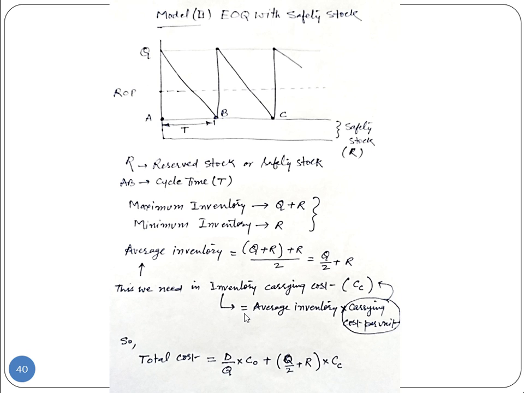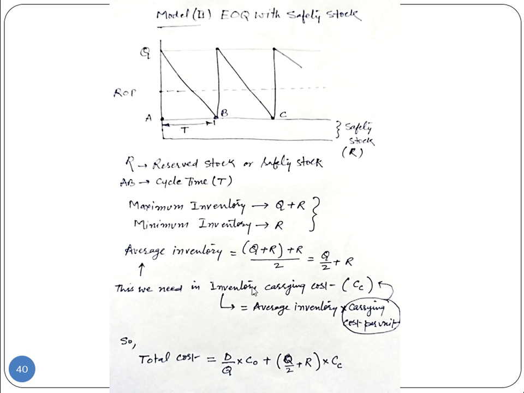Inventory carrying cost formula is average inventory into carrying cost per unit, and carrying cost per unit or holding cost per unit is CC. So first we have to find the average inventory, and average inventory is what? Maximum plus minimum level divided by 2. So here the inventory becomes Q plus 2R by 2, and we get Q by 2 plus R. So this is my average inventory.